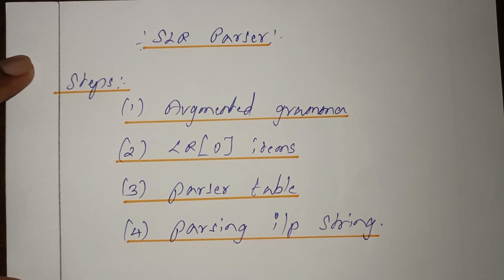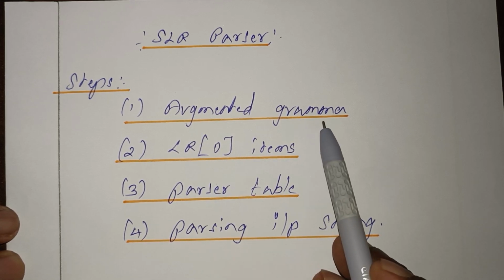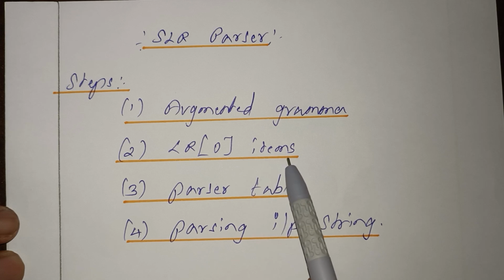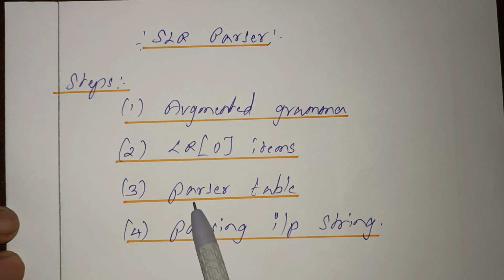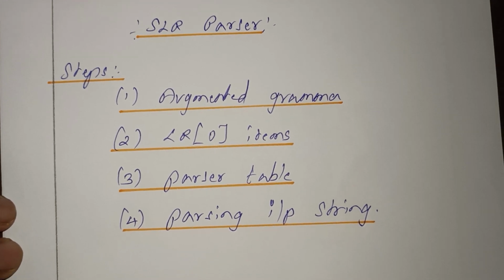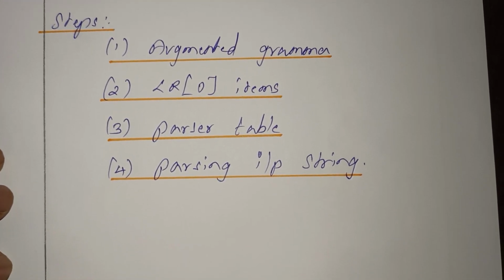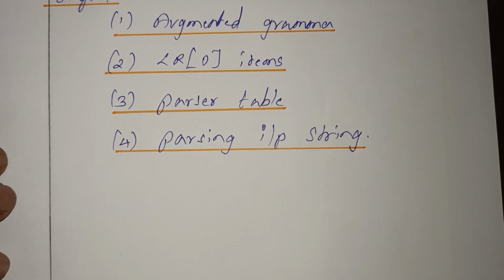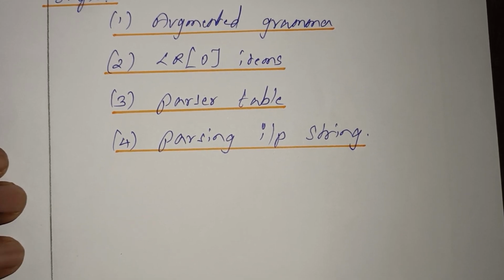Now you can see here what are all the steps which can solve this parsing approach, that is augmented grammar, LR(0) items, that is closure and goto function, we need to go with this, and the parsing table as usual, and parsing the input string, right? So these are the four steps where you can see how exactly this SLR parsing technique can be solved, right? I'm starting with the first step, which is called augmented grammar, right?